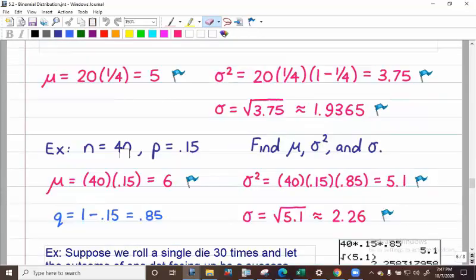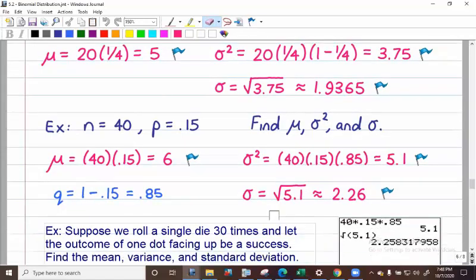Here's one where I just made up an n and a p. If n is 40, p is 0.15. q would be 1 minus that, right? So it'd be 0.85. Mean would be n times p. 40 times 0.15 is 6. The variance would be 40 times 0.15 times 0.85, which would be 5.1. And then the standard deviation will be the square root of that, 2.26. And there you go, square root. So there you go.